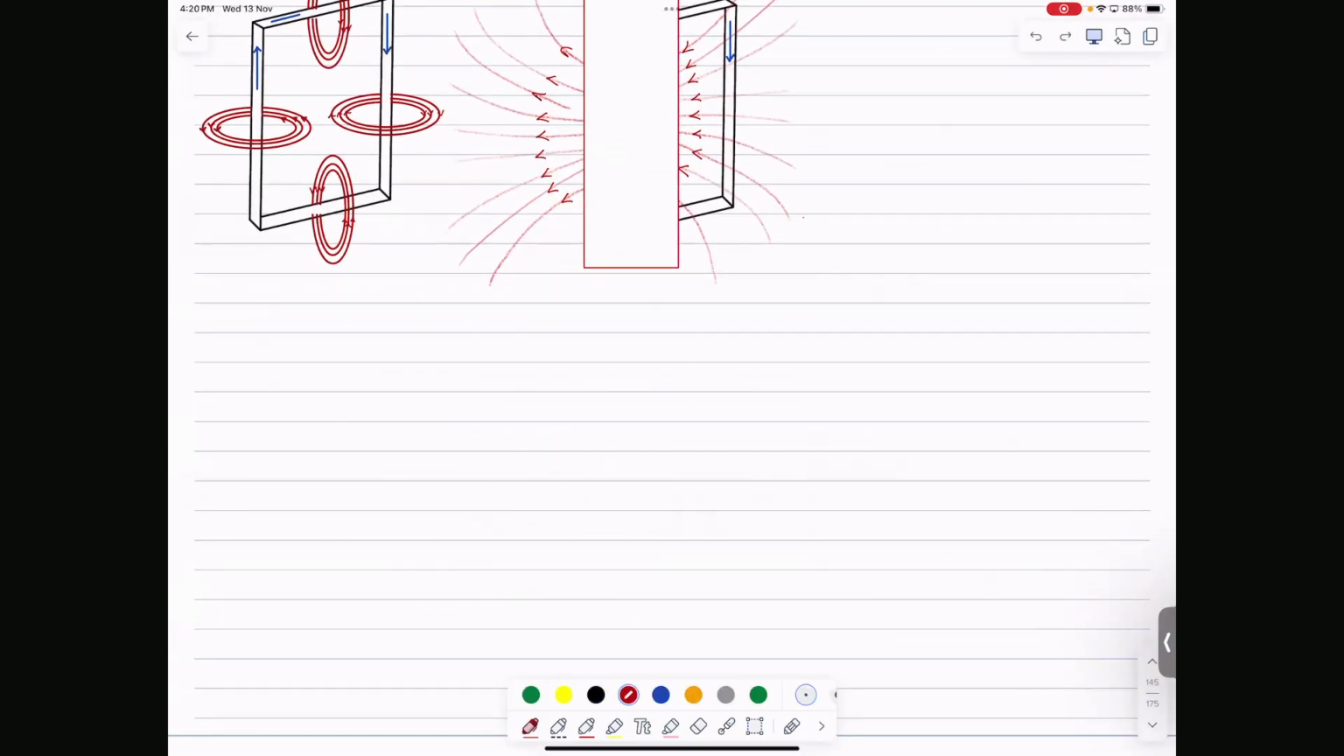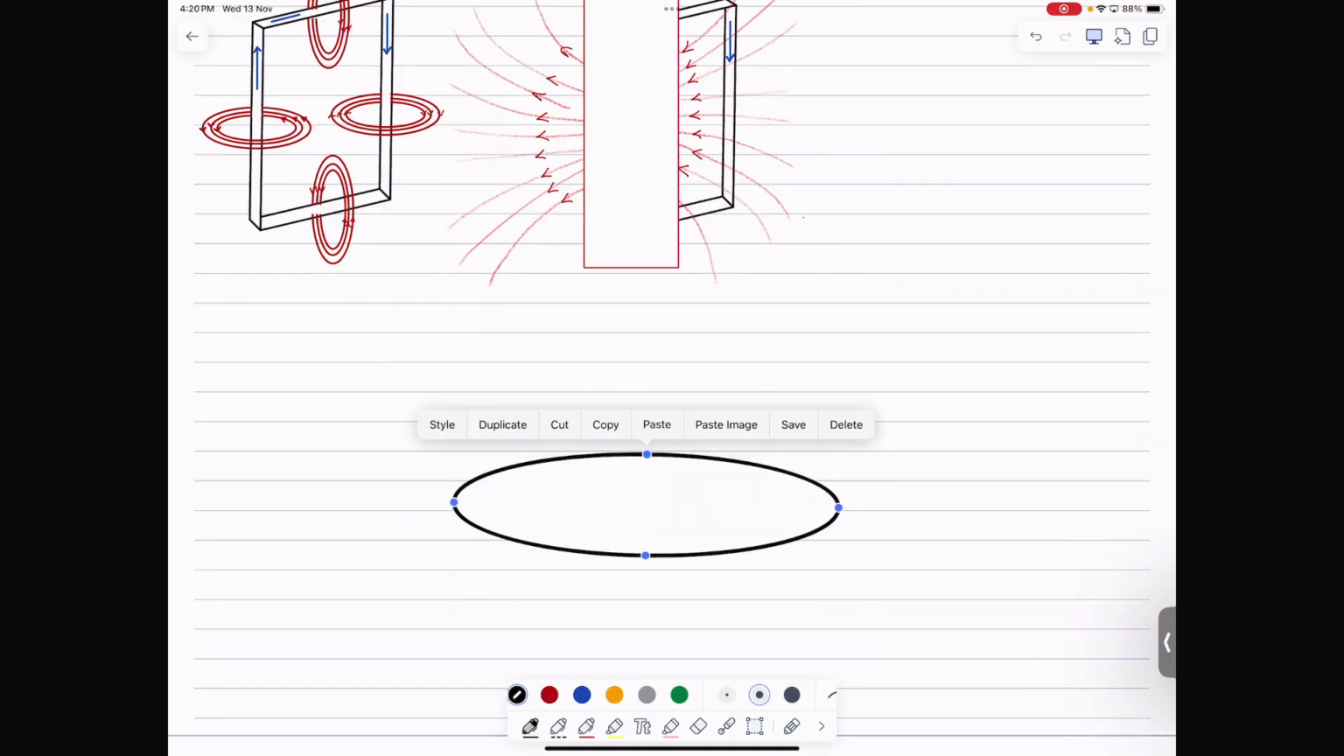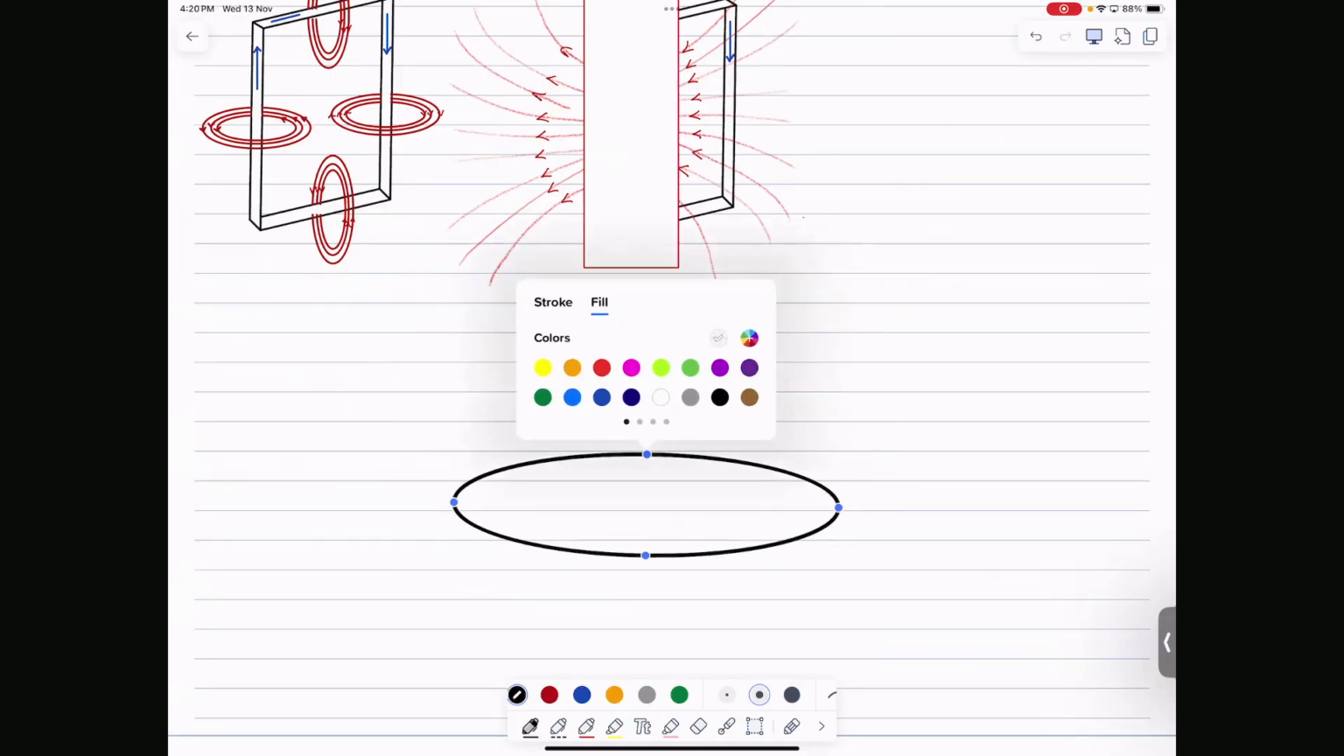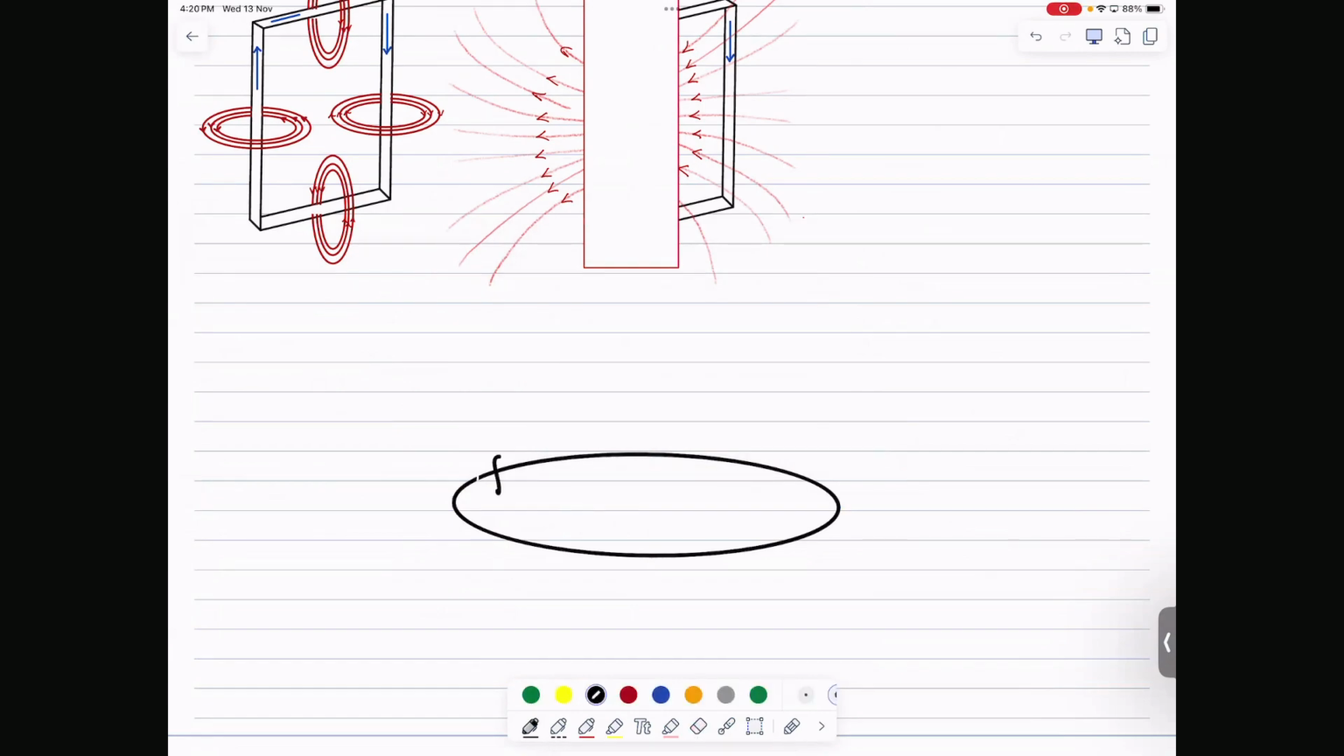But we haven't answered our original question though. What is the magnetic field pattern going to look like for a flat circular coil? So what will that look like? So it comes from there. Let me draw a bit, and you tell me what it will be.